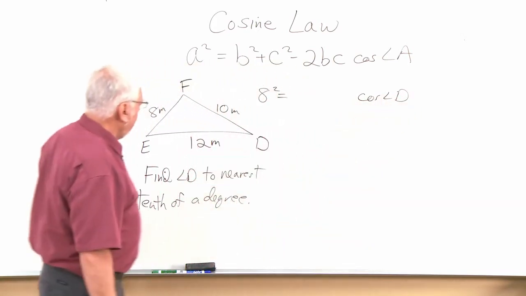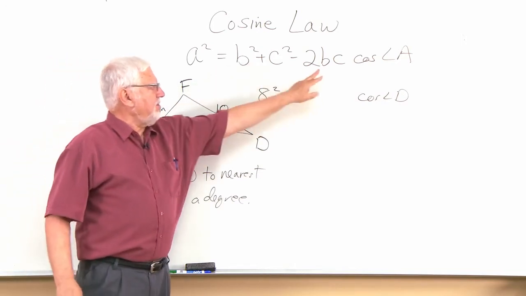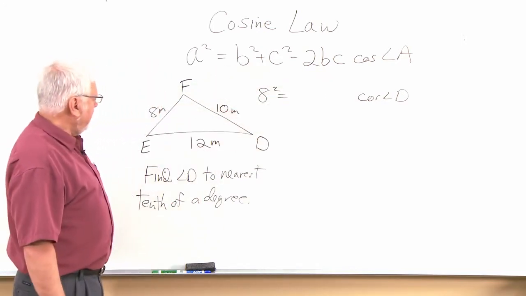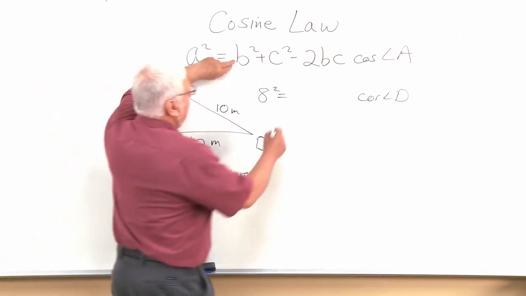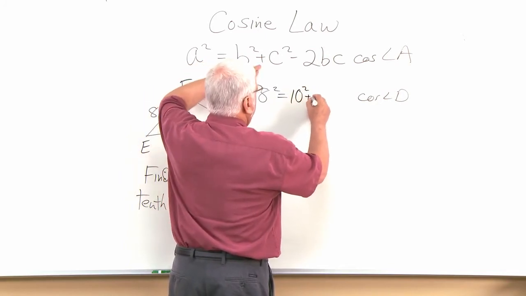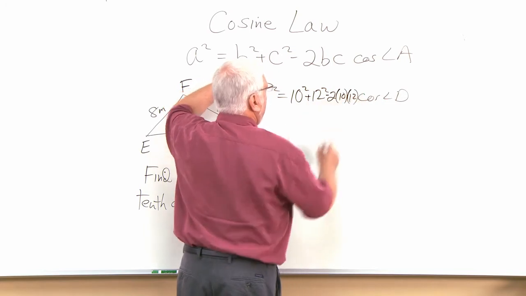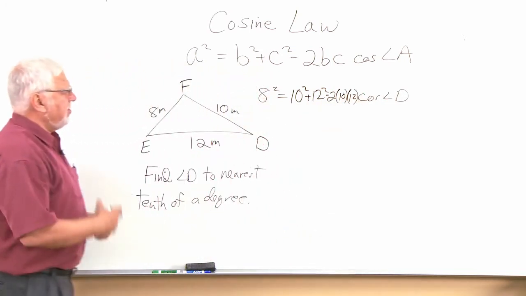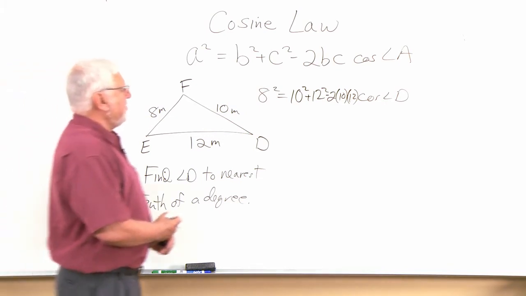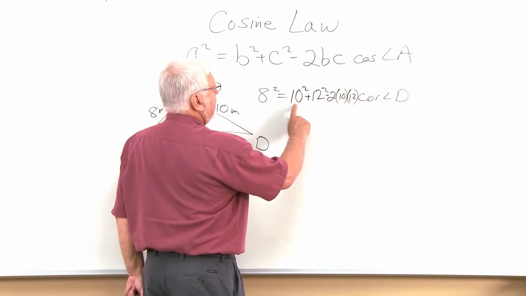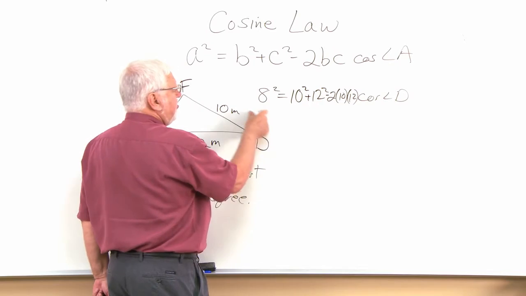And now I don't have to worry about where I put the other two sides because it doesn't matter, since you could flip these around and you could flip multiplication around because they're both commutative. So now let's just plug in the 10 and the 12. So I'm going to go 10 squared plus 12 squared minus 2 times 10 times 12. So now all we've got to do is an arithmetic problem and end up with what the cosine of angle D is equal to.